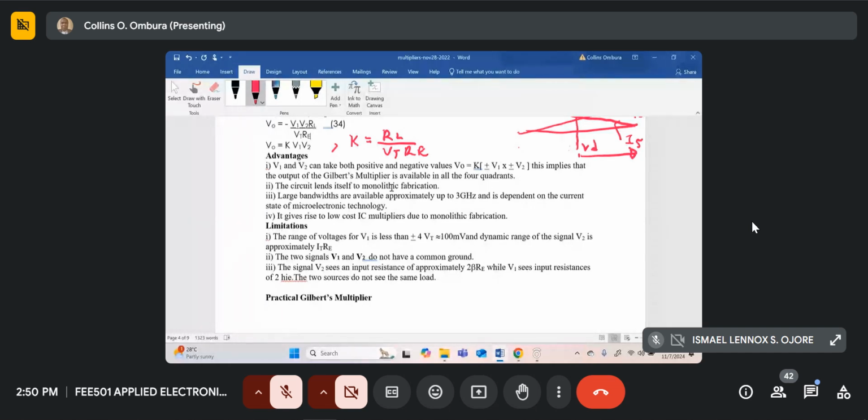And number 5, it gives rise to low-cost IC multipliers due to monolithic fabrication.